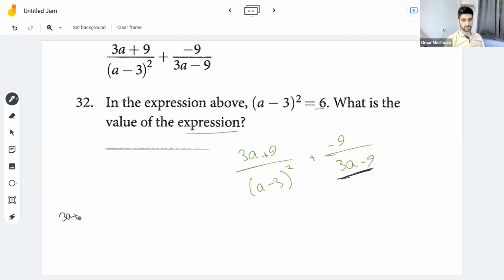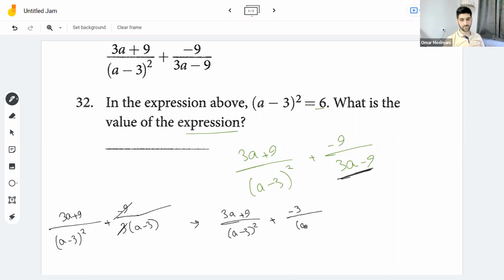3a plus 9 all over a minus 3 squared. I'm not going to touch it, okay? Plus -9 up. If I took a 3 as a common factor from the denominator, can you hear my voice? Yes. Okay. So I have a 3 as a common factor. I'm going to say a minus 3 as a common factor. Now, if you divide the -9 with the 3, what is the answer? It's a -3. So 3a plus 9 over a minus 3 squared plus minus 3 over a minus 3.